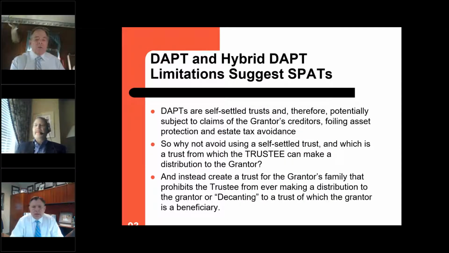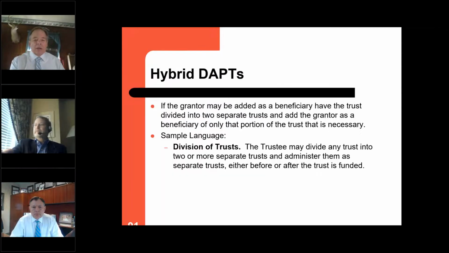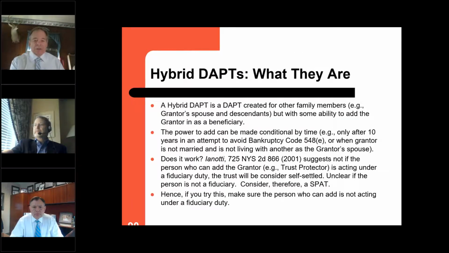Now, Jonathan, why didn't you talk? Marty, let's go back one slide on the hybrid DAPT, and you'll see a case called Ionati. This is a case decided in New York where a grantor created a trust, and he was not a beneficiary of the trust, but he had a trust protector who was acting under a fiduciary duty who could add him in as a beneficiary. He applied for New York State governmental benefits, which would have been denied had it been a self-settled trust, and the court held that it was essentially self-settled because he could be added back in.